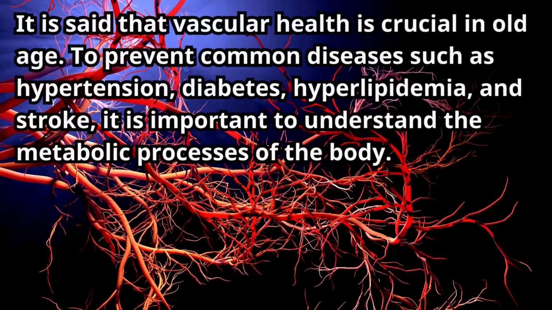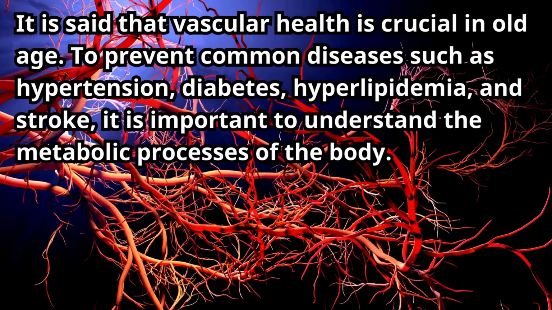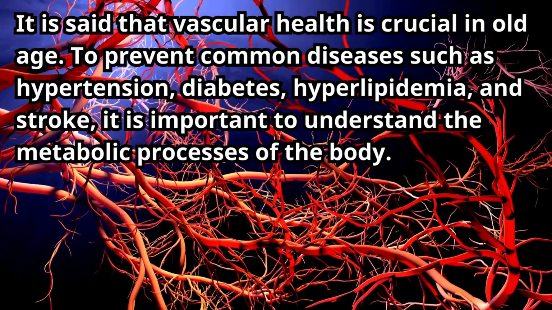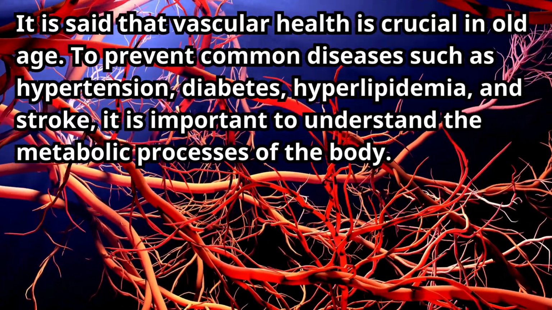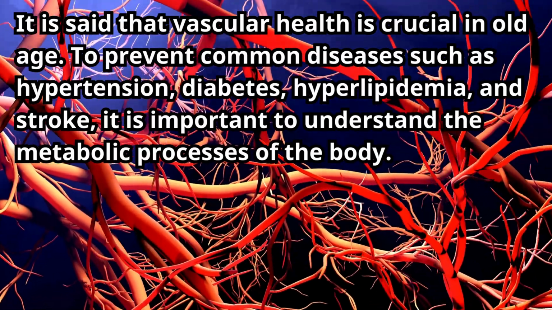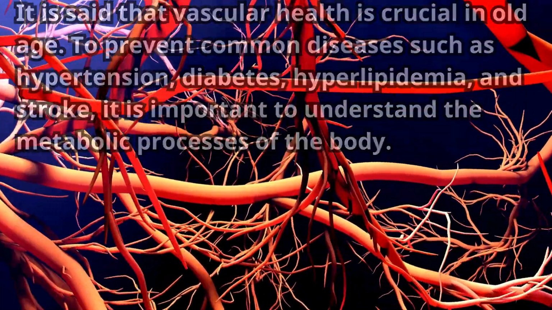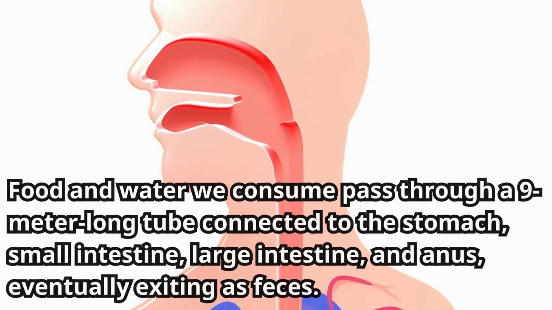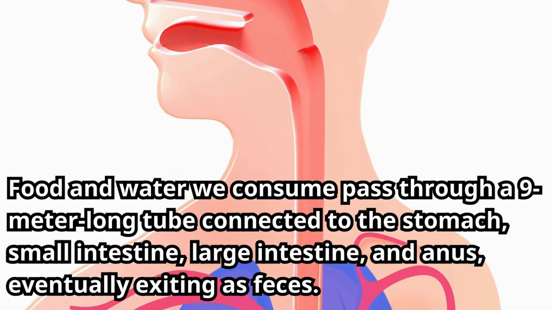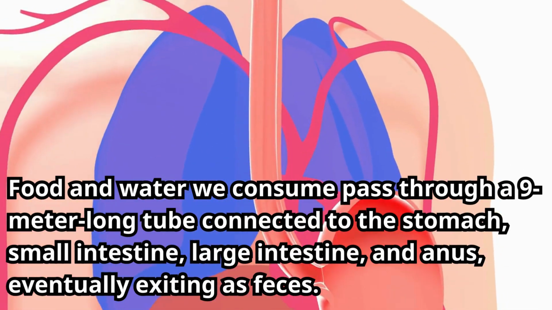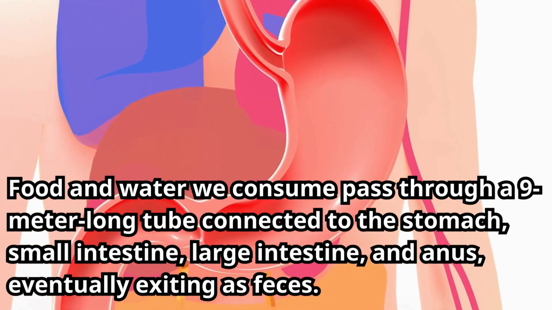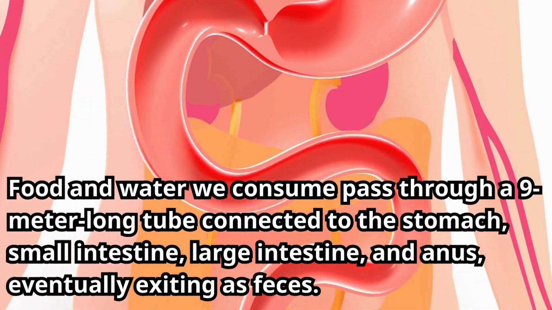It is said that vascular health is crucial in old age. To prevent common diseases such as hypertension, diabetes, hyperlipidemia, and stroke, it is important to understand the metabolic processes of the body. Food and water we consume pass through a 9-meter-long tube connected to the stomach, small intestine, large intestine, and anus, eventually exiting as feces.